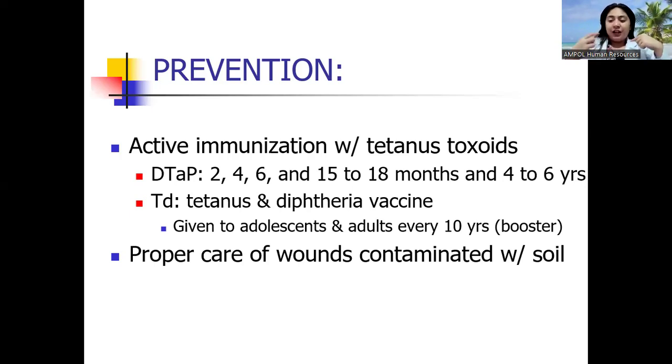If it is active, you introduce an antigen, so your body creates memory against that antigen, so every time it encounters it, it will produce antibodies. So that's active immunization. Here, tetanus toxoids are given. I discussed toxoids before, right? And the tetanus and diphtheria vaccine is given to adolescents as a booster. And proper care of wounds contaminated with soil. If you are exposed to soil with Clostridium tetani, of course, clean the wound.